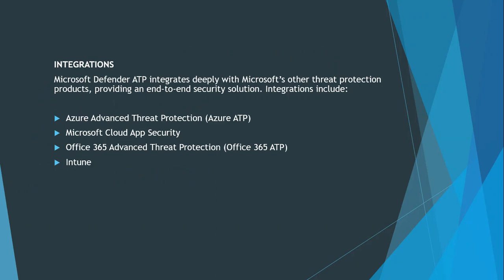So you can integrate Microsoft Defender ATP with some Microsoft solutions also. So here I have a few of them. We have Azure Advanced Threat Protection. We have Microsoft Cloud App Security. We have the Office 365 Advanced Threat Protection, and then we have Intune also. So you can integrate your Microsoft Defender ATP with any one or two of these solutions when you have them in your organization. What this does is give you a granular level of security, or more security, for you to protect your users, for you to protect your systems and your endpoints in your organization.